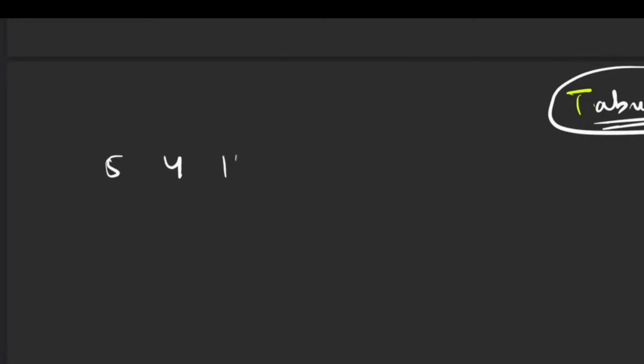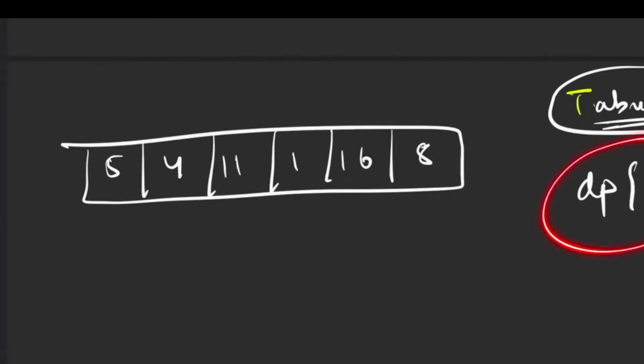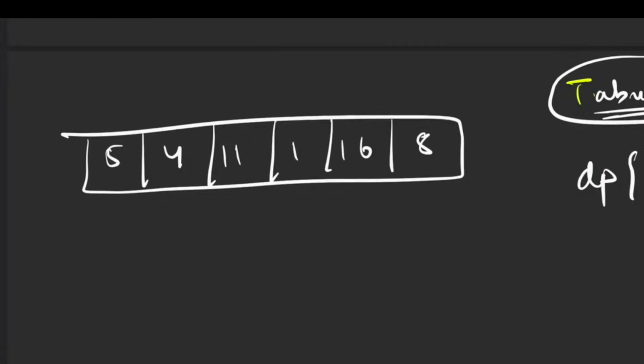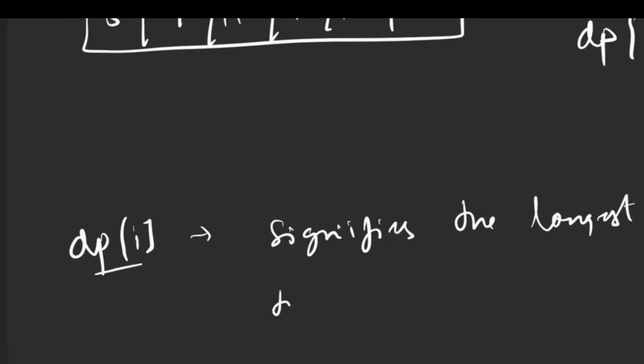So 5, 4, 11, 1, 16, 8. Okay, let's take this array. Now what I'll declare is a dp of size n, where dp of I signifies the longest increasing subsequence that ends at index I. Remember this: dp of I signifies the longest increasing subsequence that ends at index I.